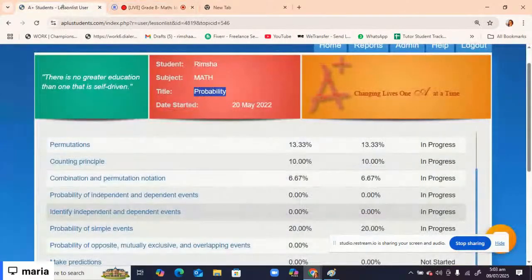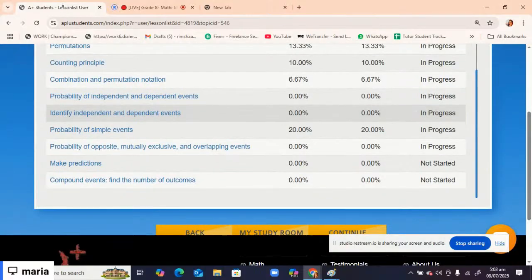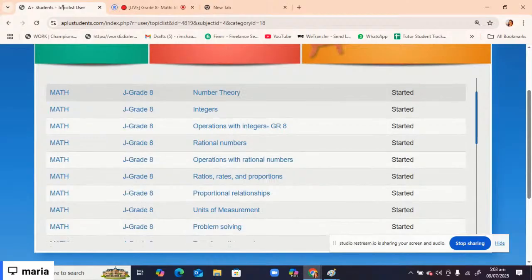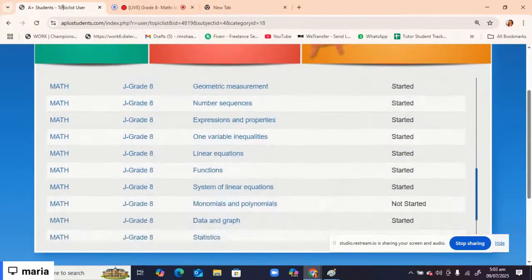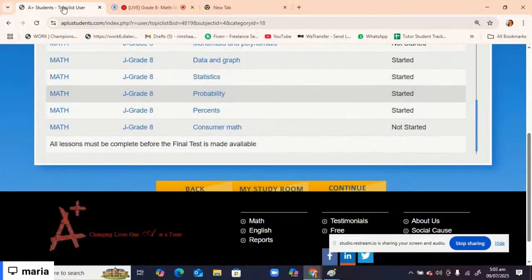You can find all the lessons on aplusstudent.com. You have to log in using the email and password provided by the administrator. Select Maths from the subject tab, scroll down to grade 8. There is the list of the chapters, and we are on the chapter probability. Let's open this.